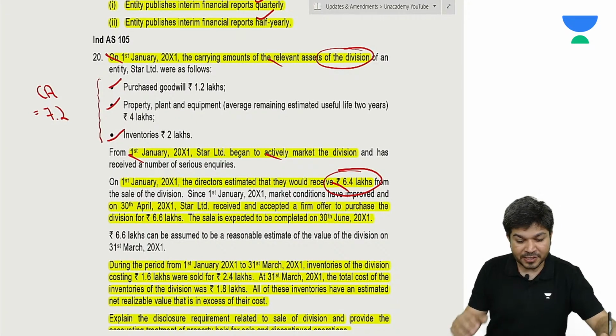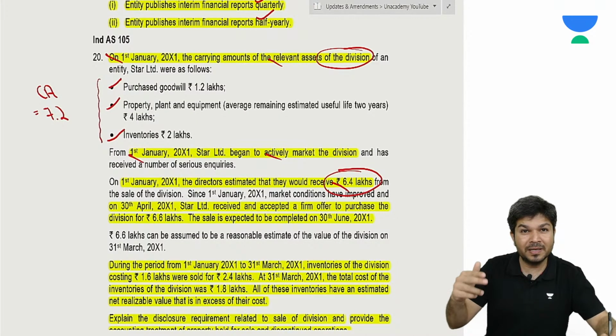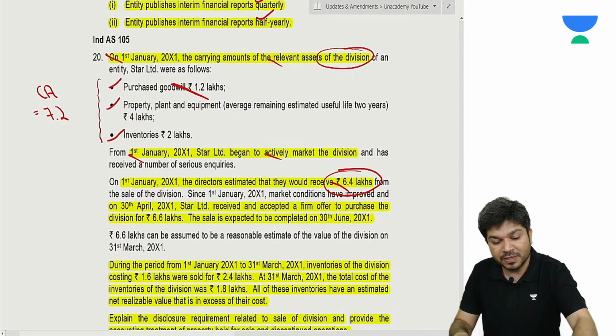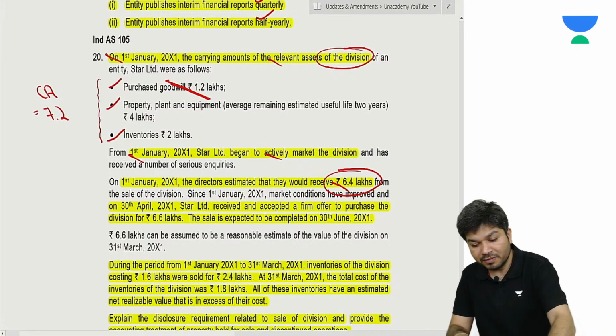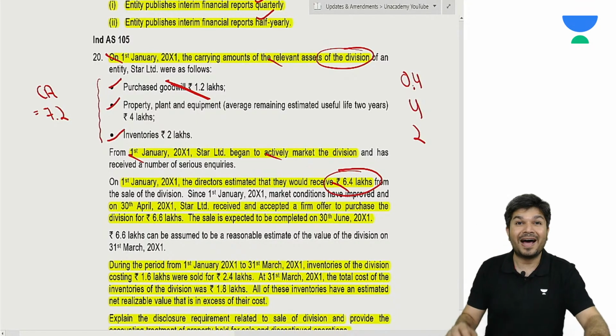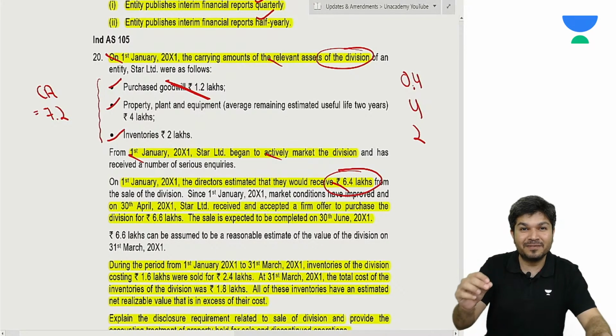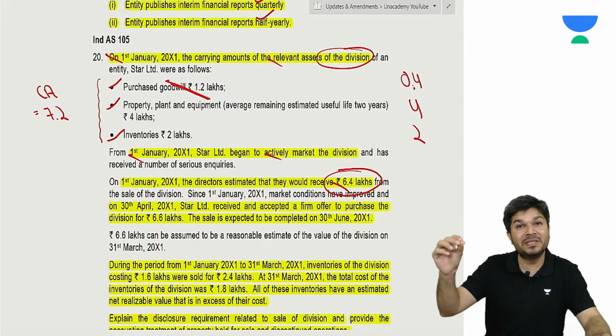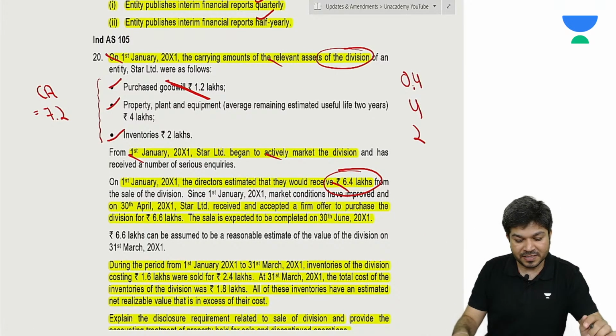Acha, 0.8. I should first allocate towards what? Goodwill, PP, inventory. Which one to take it from? So 0.8 you allocate towards goodwill. So can I say now goodwill will become 0.4? Now goodwill is 0.4, PP is 4, and this is 2 lakh. Now, once it is classified as held for sale, the depreciation on PPE stops.